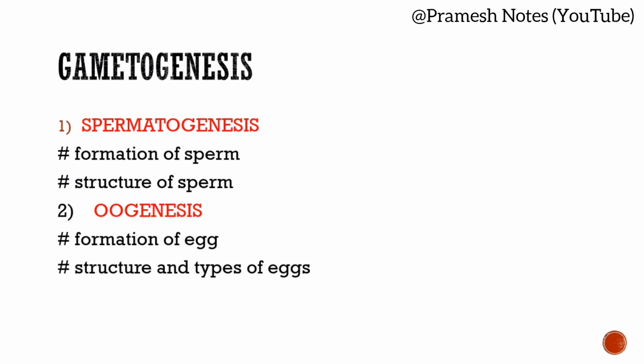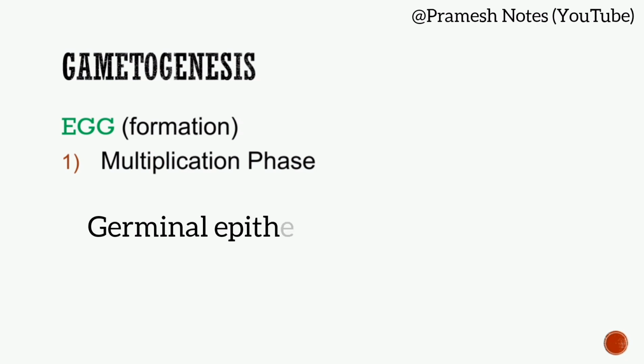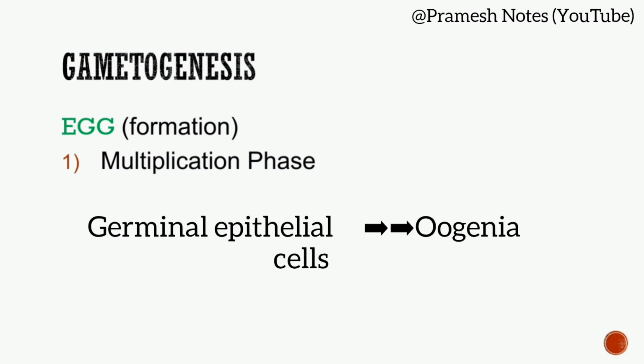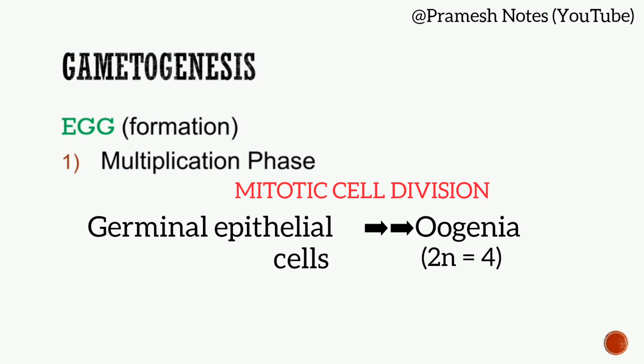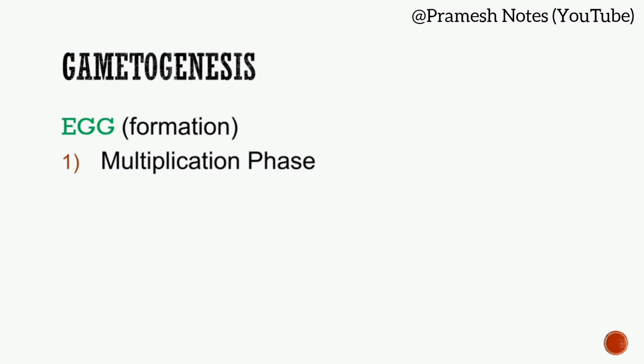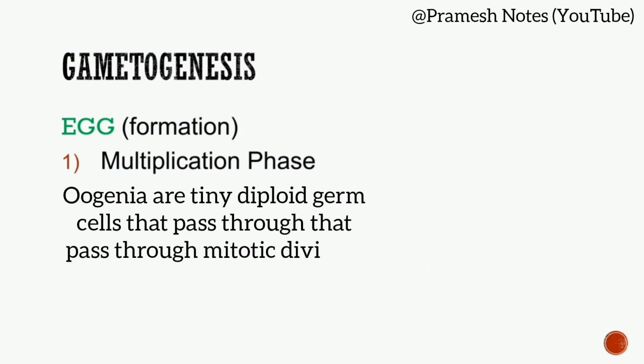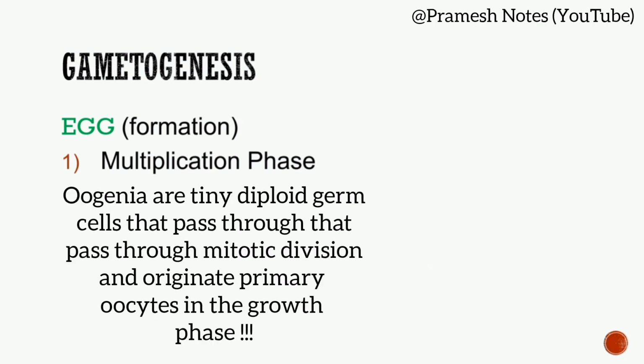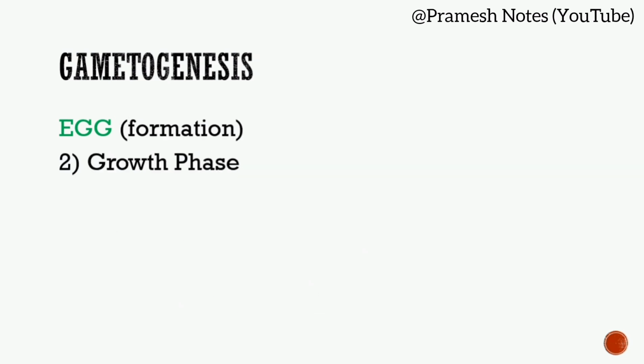In the multiplication phase, germinal epithelial cells in the ovary's outermost layer undergo mitotic cell division to form oogonia, represented by 2n. The oogonia are tiny diploid germ cells that pass through mitotic divisions and originate the primary oocytes in the growth phase.